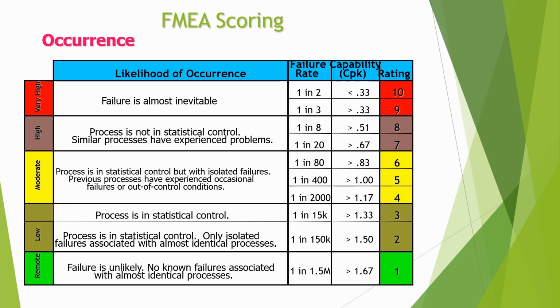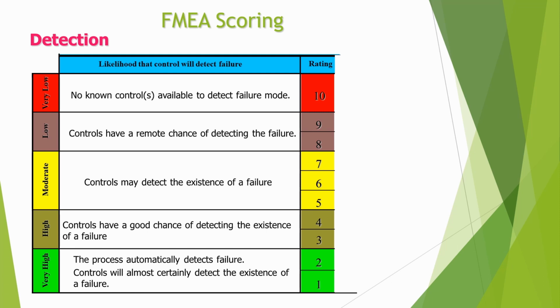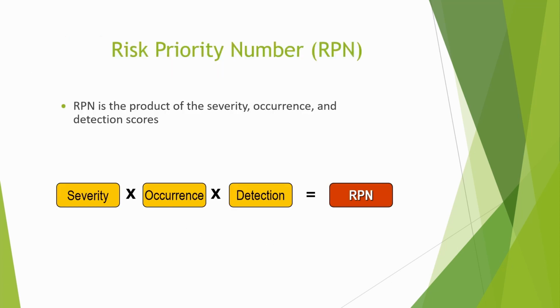Detection is usually rated on a scale from 1 to 10, where 1 means the control is absolutely certain to detect the problem and 10 means the control is certain not to detect the problem or no control exists. Risk priority number, RPN, is the product of the severity, occurrence, and detection scores.